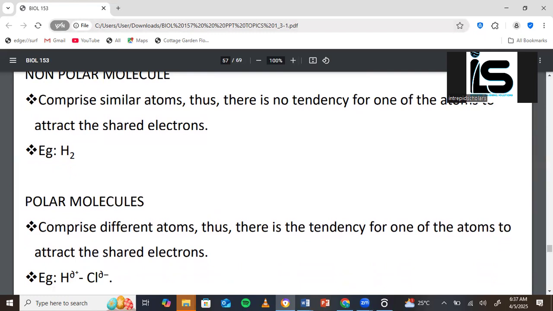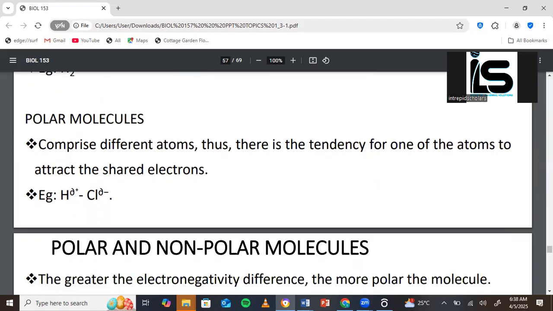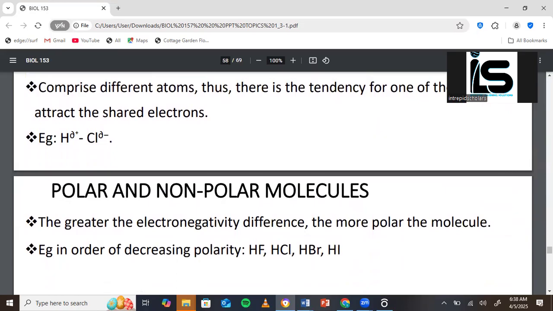All the atoms are the same, so they can share the electrons equally. And that is what we call the non-polar covalent bond. Now, for the polar ones, they comprise different atoms. So one atom has the tendency to attract the shared electron more than the other. An example is HCl. HCl is a classical case of permanent dipole, polar molecules, right?